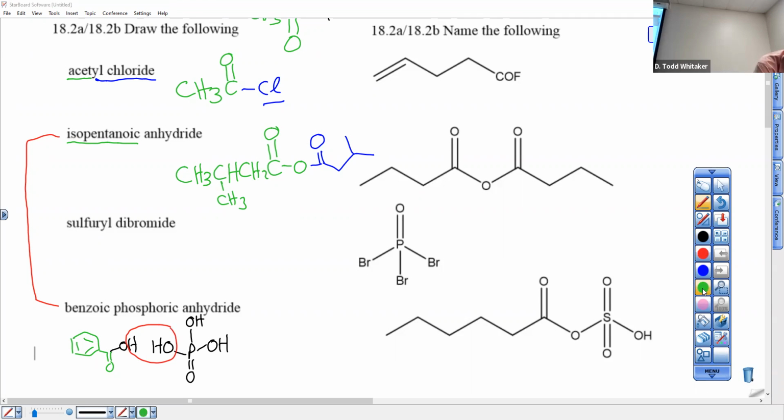And we've got the green piece. Here's your final answer. Here's your benzoic. Oops. There's your benzoic. It has an O in the middle. Here's your phosphoric.